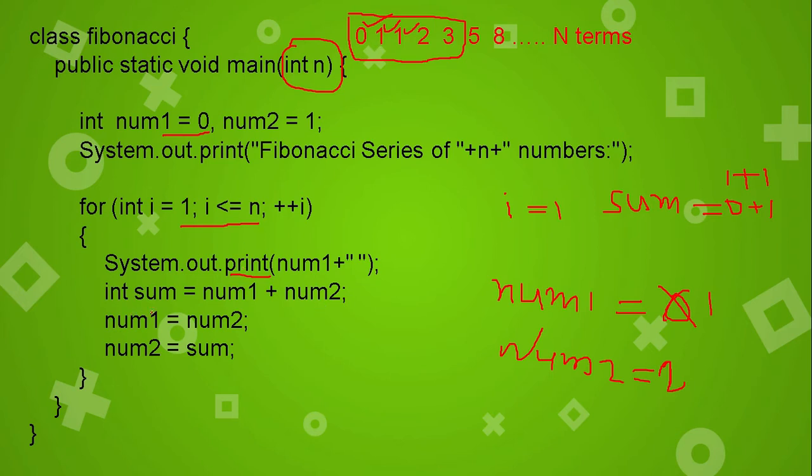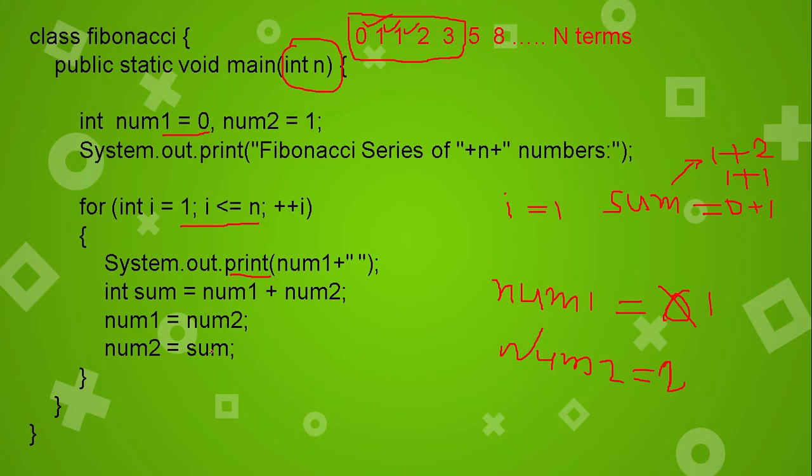Next is sum is equal to num1 plus num2. What is num1? 1. And what is num2? 2. So 1 plus 2 becomes 3. So here sum will be changing now. That means the value of this sum is going to be 3. Now the exchange will take place. Okay, let us see the exchange.